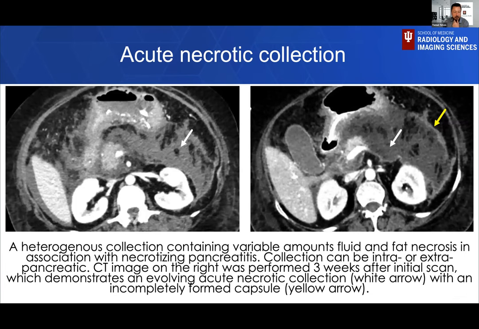This is a more extensive case of acute pancreatitis. The image on the left is a little bit earlier stage. The image on the right is about 3 weeks later. As you can see, this is a necrotic collection. There is significant fat necrosis, also pancreatic necrosis, and it results in these chronic fluid collections within the lesser sac. After a couple of weeks, you see more organization of the collection and formation of a wall as well.